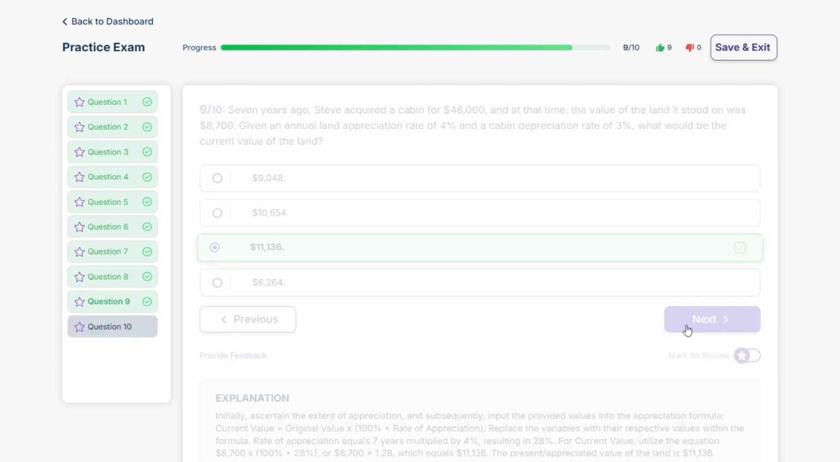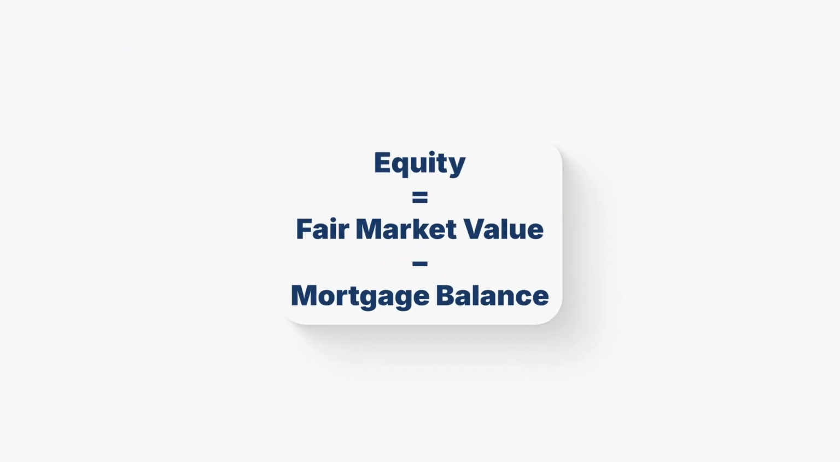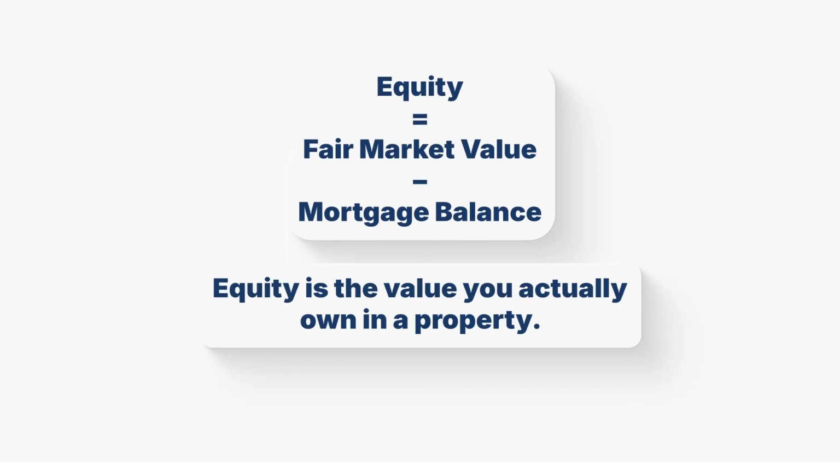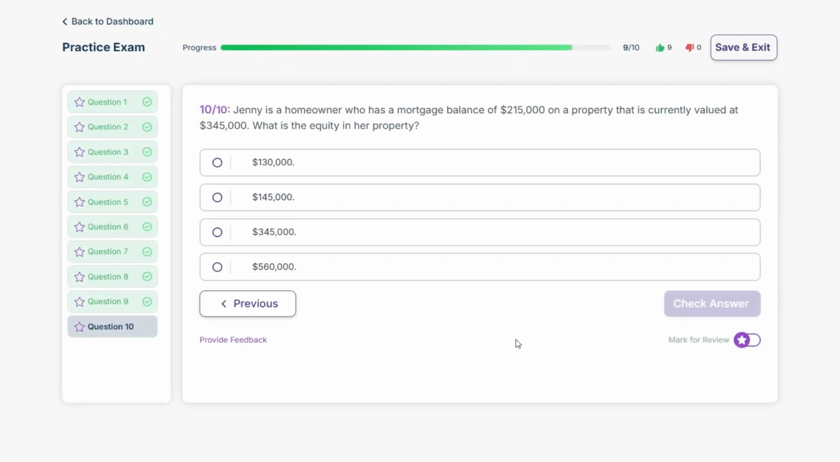Time to work with the last formula of this video. Equity equals fair market value minus mortgage balance. Equity is the value you actually own in a property. It's the difference between the home's market value and what you still owe on your mortgage. We'll apply this to a case.